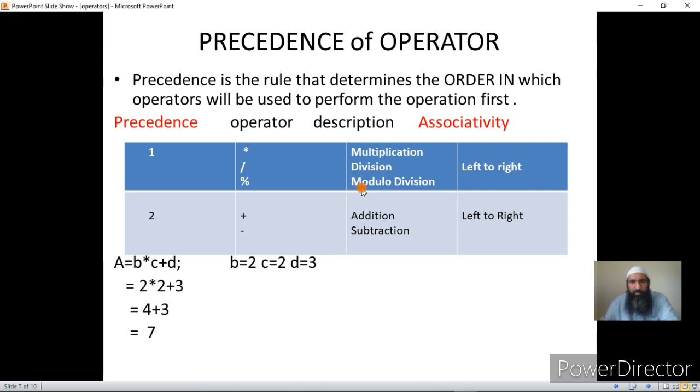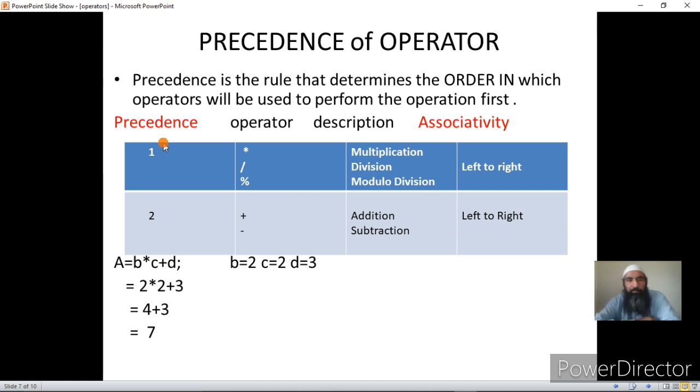The rule is like this: multiplication, division, and modulo division have the highest precedence. Highest precedence means they will be done first. Then the second precedence is given to addition and subtraction. Now, if we have multiplication and addition, multiplication will be done first. If we have multiplication and division, they have the same precedence. There is one more rule called associativity that I'll be explaining in this lecture after a few moments.